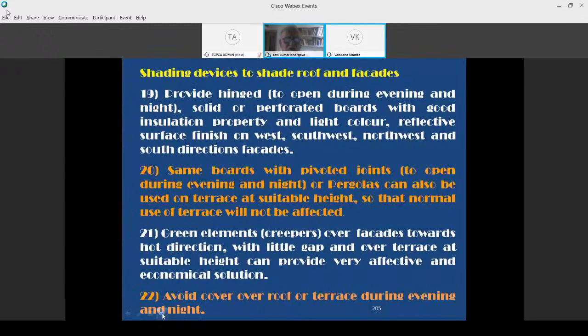Sir, the session will end in 2 minutes automatically. Why? That is set for 2 hours, so it automatically closes. Okay, okay, yeah, I will finish. Okay, friend, because our timings are set like this.